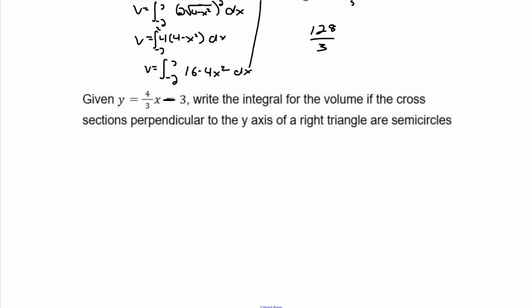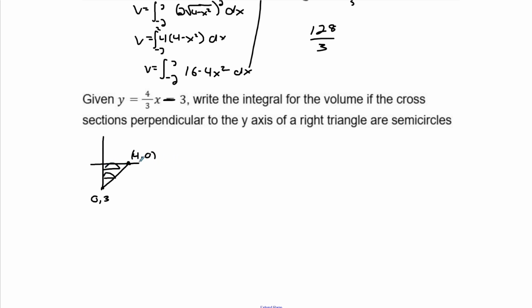Okay, so let's now look at this last question. We're given y equals 4/3 x minus 3, and we're asked to write the integral for the volume if the cross sections perpendicular to the y-axis of a right triangle are semicircles. So let's just draw this first. We're going to have a function that looks like this, right? This would be the point (4, 0). This is going to be the point (0, -3). Okay, and it says that the cross sections perpendicular to the y-axis are semicircles.